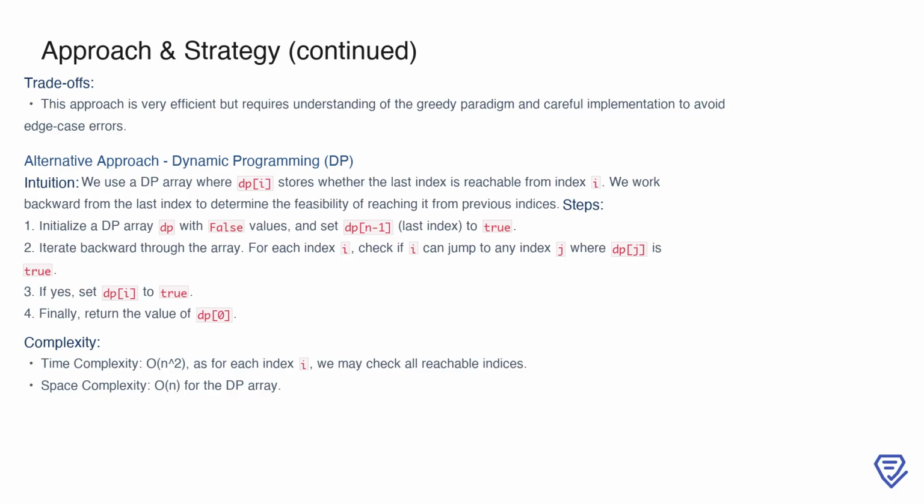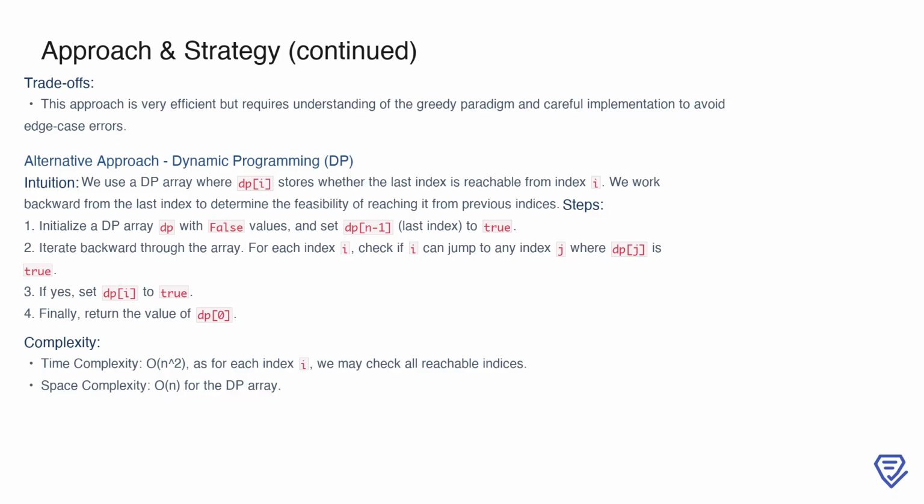Here, we use a DP array where each entry dp[i] indicates whether the last index is reachable from index i. Starting with the last index marked as true, we iterate backward through the array. For each index, we check if it can jump to any position where the DP value is true, and if so, we update dp[i] to true. At the end, the value of dp[0] will tell us if the game is winnable.